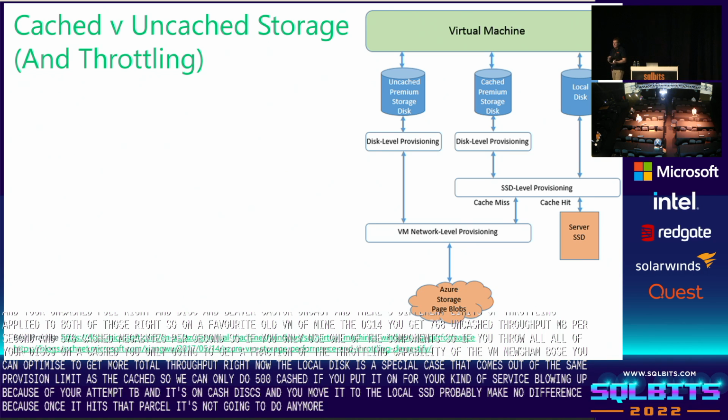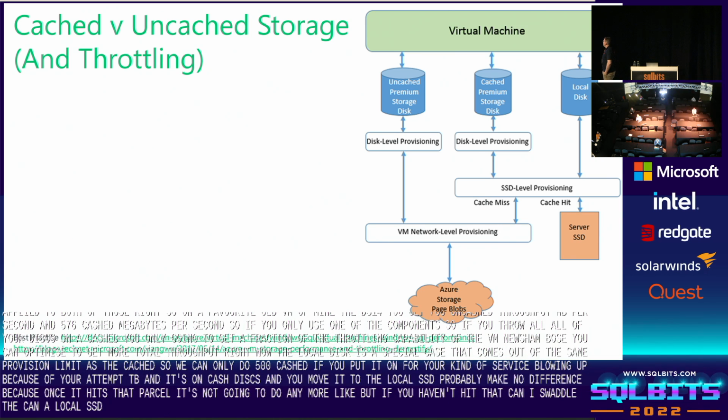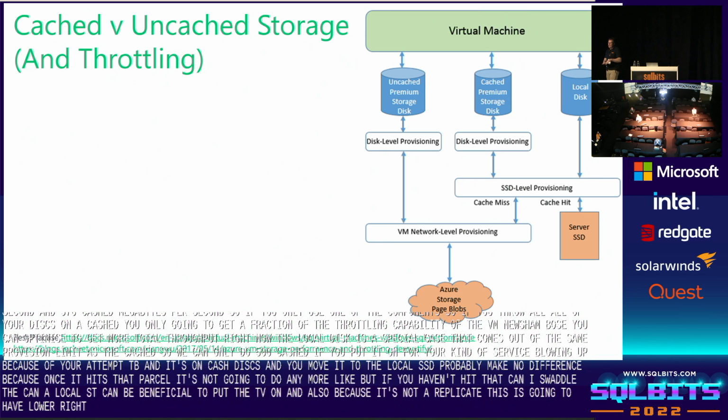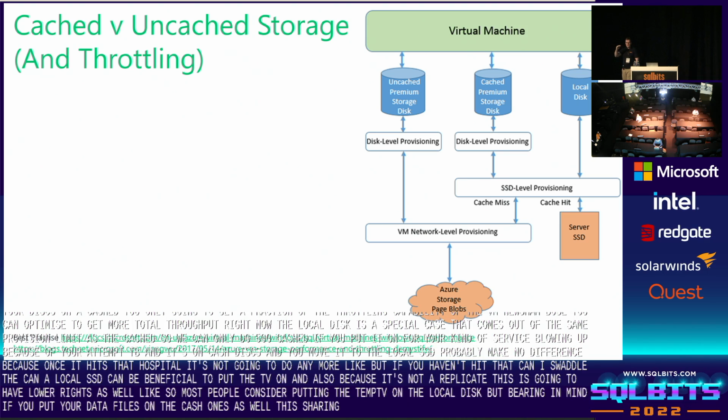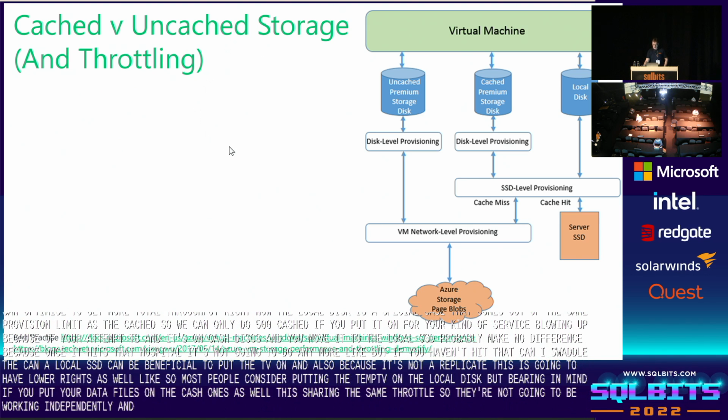do any more, right? But if you haven't hit that throttle, the local SSD can be beneficial to put the temp DB on, and also because it's not a replicated disk, it's going to have lower writes as well, right? So most people consider putting the temp DB on the local disk, but bearing in mind, if you put your data files on the cached ones as well, they're sharing the same throttle. So they're not going to be working independently in terms of that.